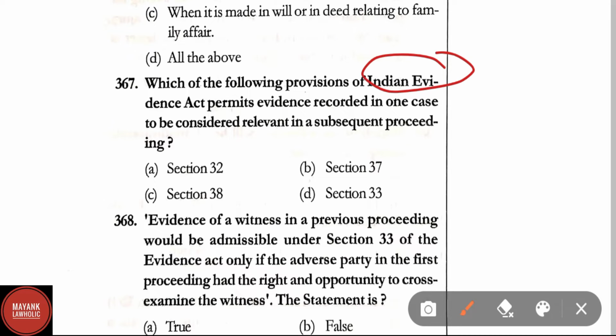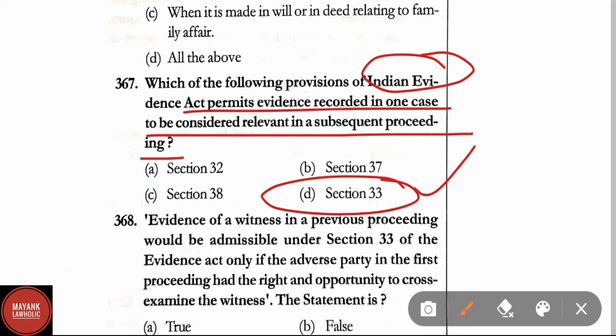Question number 367. Which of the following provisions of the Indian Evidence Act permits evidence recorded in one case to be considered relevant in a subsequent proceeding? Correct answer is option D, that is section 33.